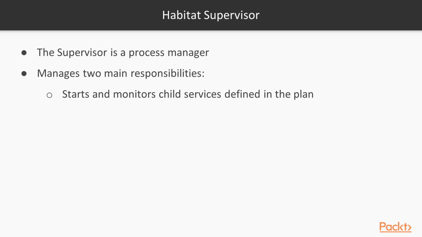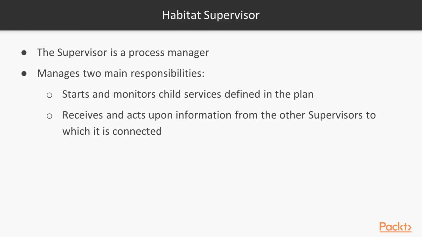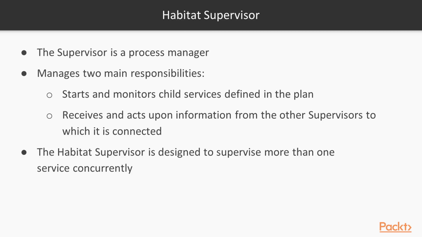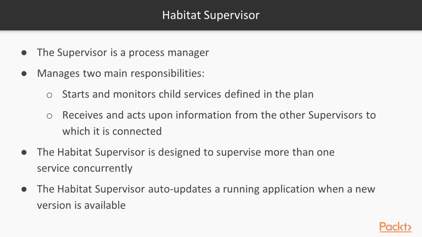That would be the actual applications which are running, and receive and act upon any of the updates which are coming. So if you're changing the applications, it would go ahead and update the application as soon as there is a trigger. So the supervisor is sitting and supervising those application services, and it can supervise more than one application service as well, and automatically update any running application with a newer version which is available.